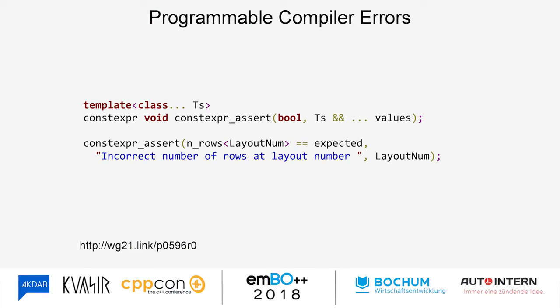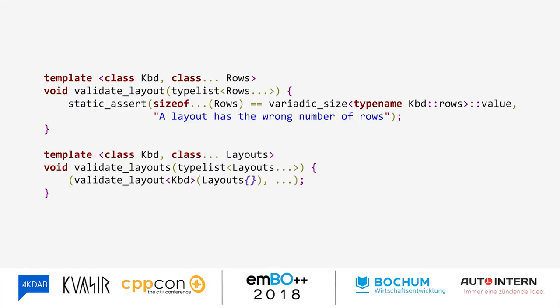One thing which I would quite like is some kind of programmable compiler errors. So one of the problems with static assert, is anyone not familiar with static assert? A few people. So static assert is a C++11 feature which allows you to say, if this condition is false at compile time, then emit this diagnostic. So that's what I use here. I have a static assertion which says if the size of this rows parameter pack is not the same size as the rows I get from somewhere else, then I emit this diagnostic.